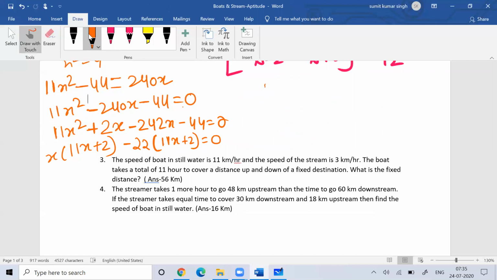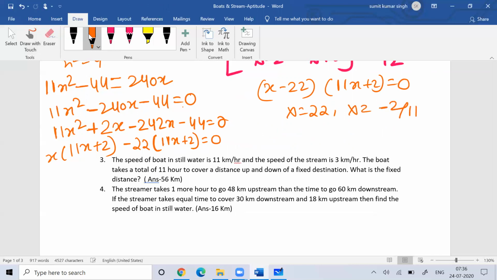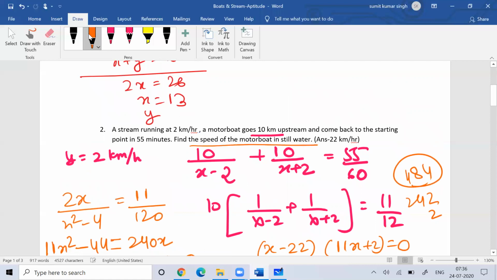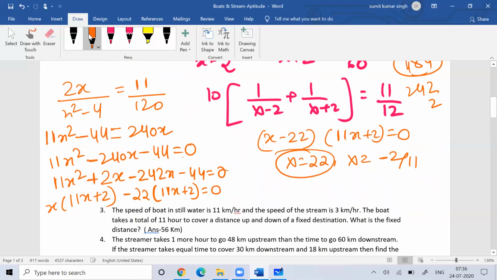So I can write this as x minus 22 into 11x plus 2 equal to 0. So the x value I get is 22. The negative value is not relevant for me. What they are asking is the speed of the boat in still water, that would be 22. So you just need to solve the quadratic equation. Once you solve it, you will get the answer very easily. It's not at all a difficult thing to do.